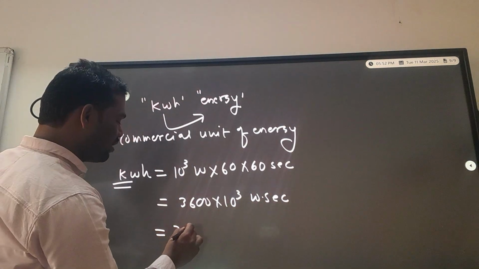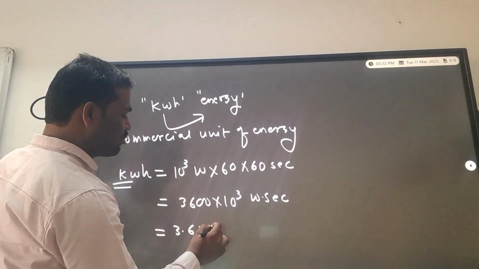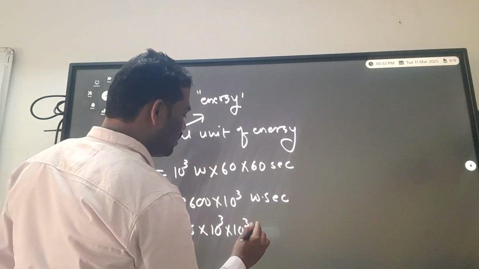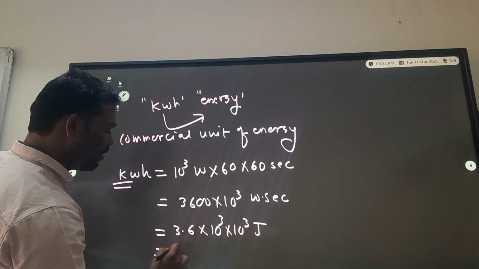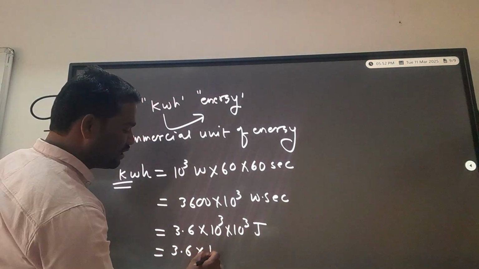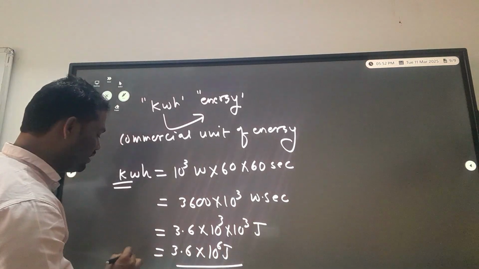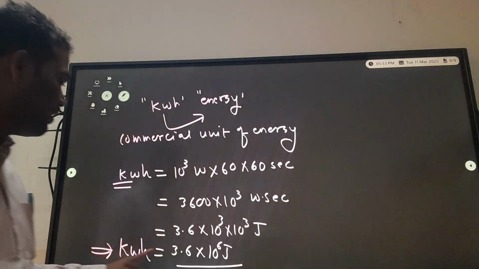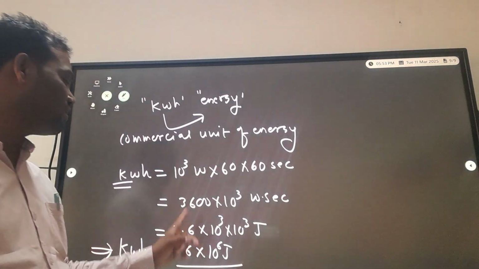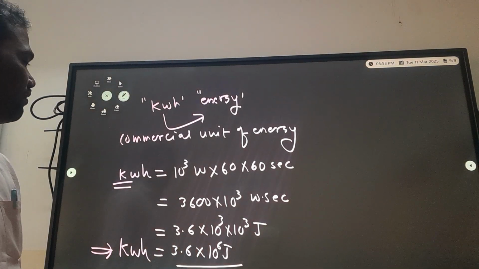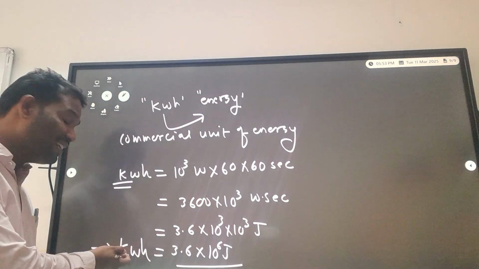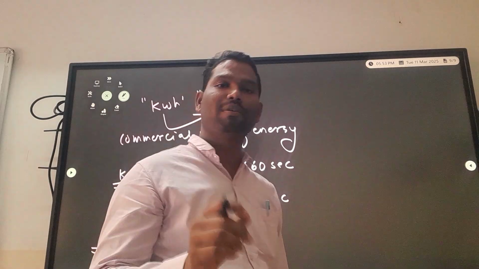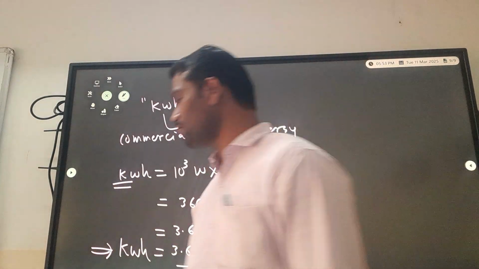So shifting the decimal point, 3.6 into 10 to the power 3 into 10 to the power 3 joule. Okay, it is in joule, sorry. So 3.6 into 10 to the power 3 plus 3, 10 to the power 6 joule, and that will be the conversion of the kilowatt hour into the joule. So 1 kilowatt hour is equal to 3.6 into 10 to the power 6 joule. This is an important conversion between the commercial unit, that is kilowatt hour, and joule. Kilowatt hour is the unit of energy, the commercial unit of energy.